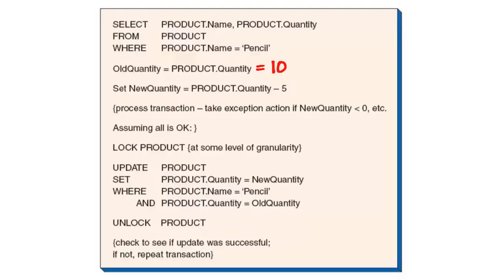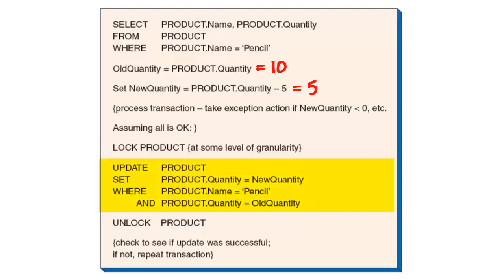We then set the new quantity value equal to product quantity minus 5. That is, we set the value equal to what should be 10 minus 5, or 5 units. Thus, the value of new quantity should be equal to 5. We then continue processing our transaction, looking for any sort of errors, etc. And at this point, we then issue a lock. We then attempt to carry out our update.